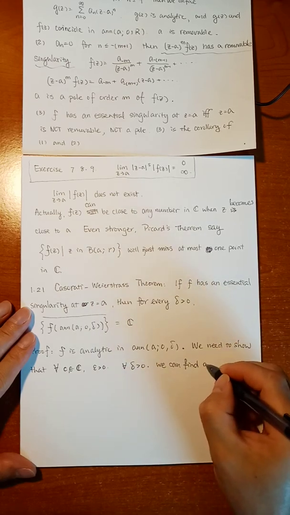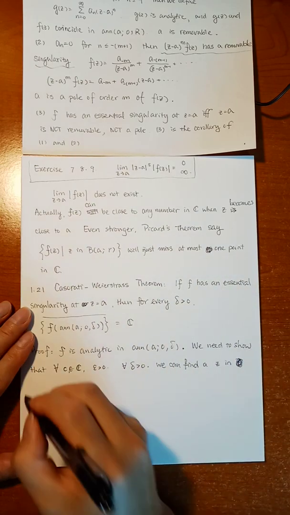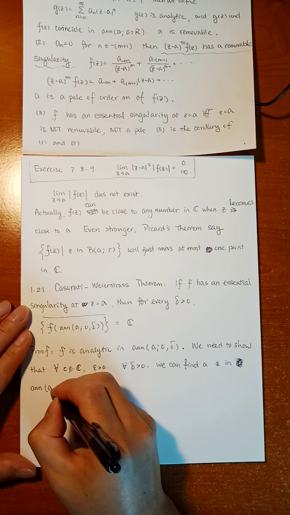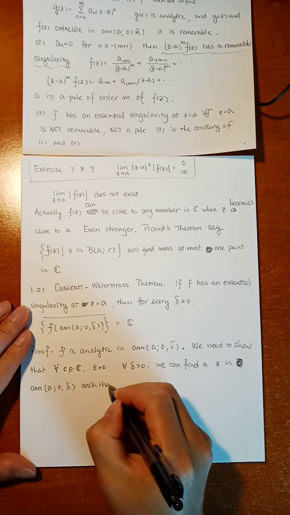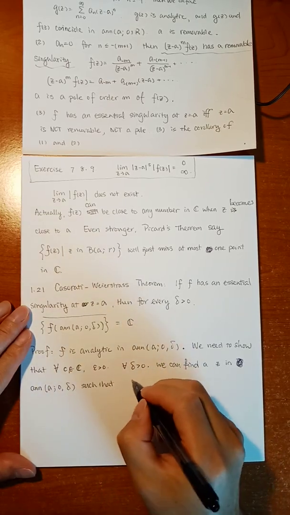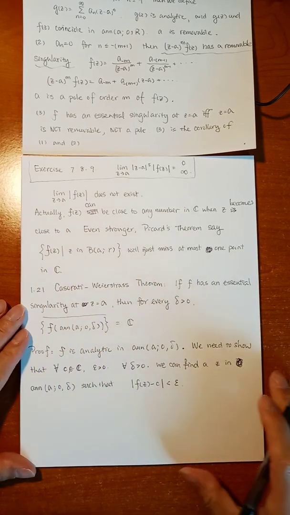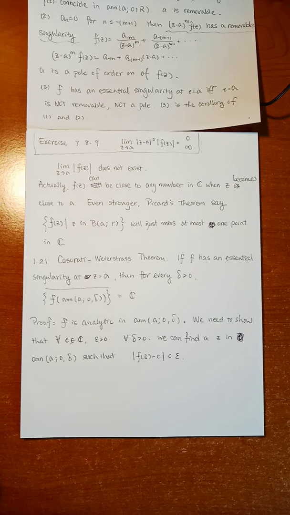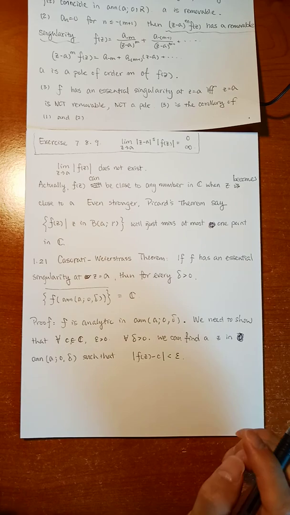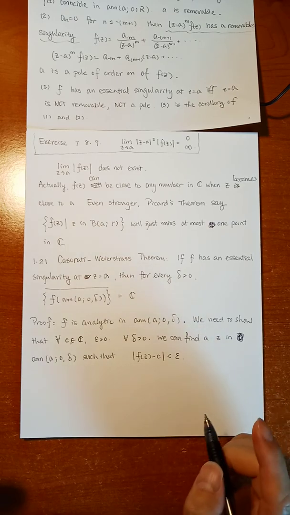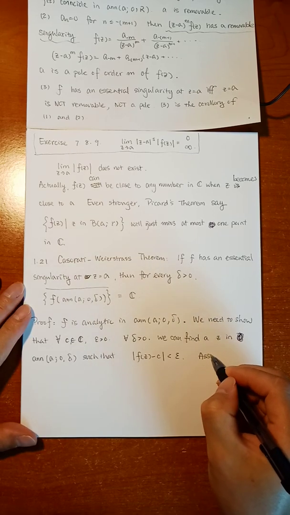Okay, so we can find a point z in this annulus such that the modulus of f of z minus this c is less than epsilon. All right, f of z is close enough to c, within radius epsilon. All right, so now we're going to prove by contradiction. Assume false.